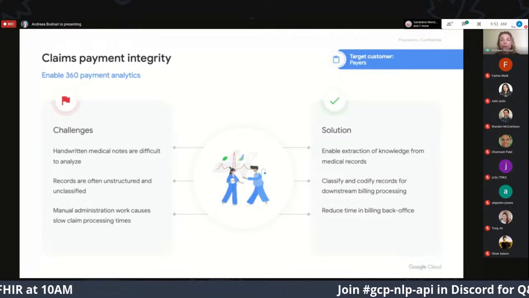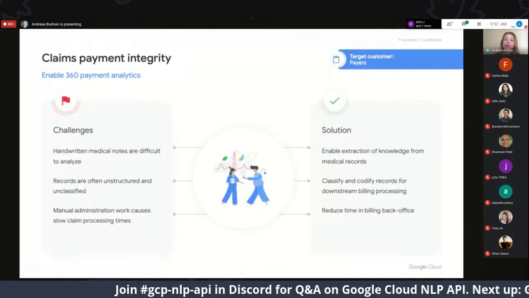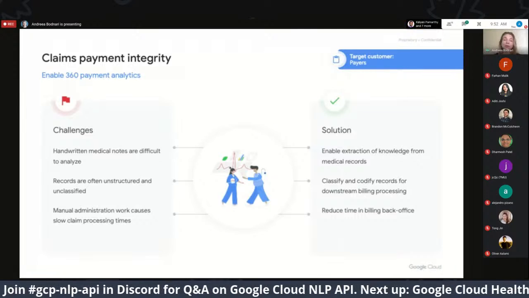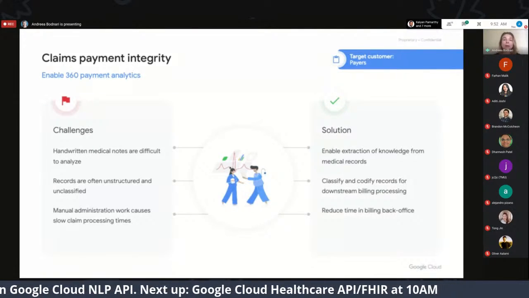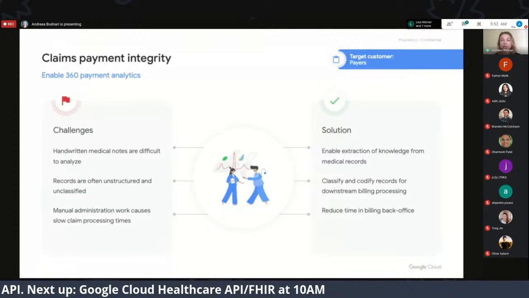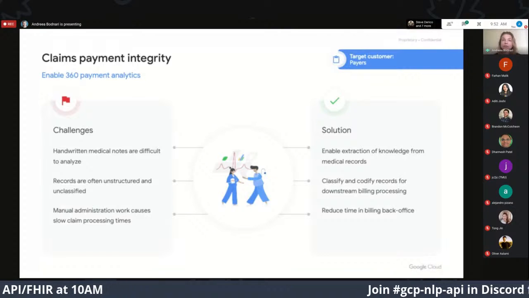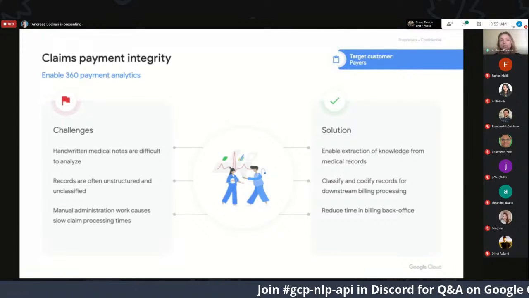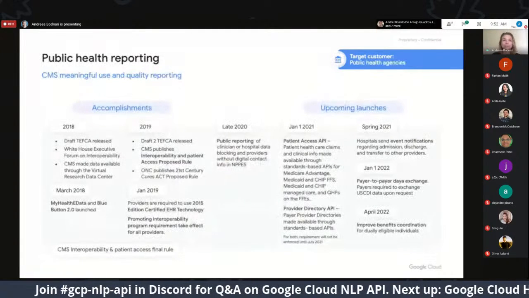The solution we're enabling with the Healthcare Natural Language API is the automation of document review and automation of insight extraction. We're also able to classify and codify medical records for downstream billing processing. And overall, we can reduce the time spent in the back office.